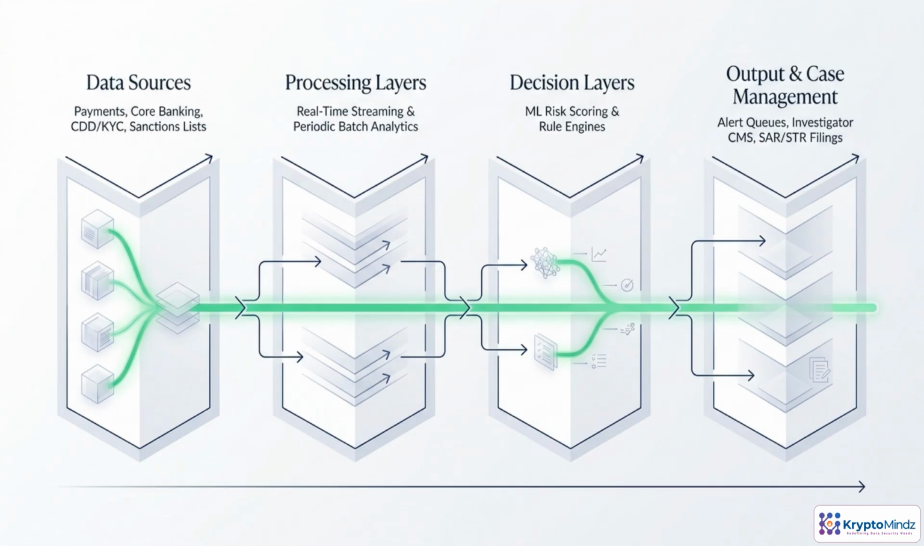Think of an eKYC and AML platform as a data pipeline with four main responsibilities. First, it continuously ingests data from many sources: core banking, payments, prior KYC and CDD, plus sanctions lists. Second, it normalizes and enriches that data, both in real time and in batches. Third, it turns enriched events into risk decisions using rules engines and machine learning. And finally, it converts those decisions into operational actions: alerts, investigator cases, and regulatory reports.